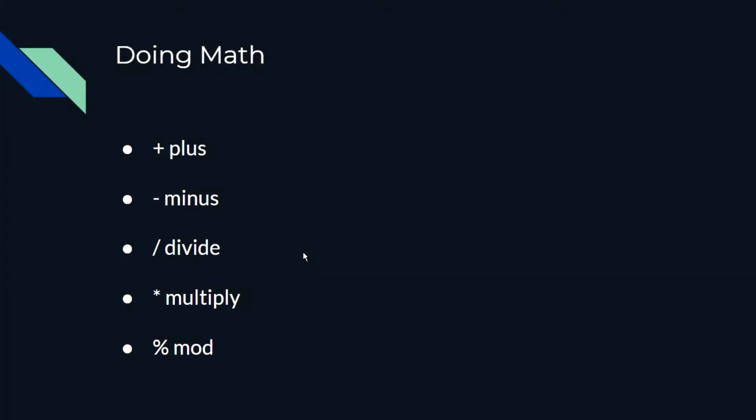So these are the basic mathematical operations you can do. We have our plus sign, which is addition. We have our little dash, which is subtraction. We have forward slash, which is division. We have an asterisk, which is for multiplication. And then we have a percent sign, which is mod division, which I will get to in a second.